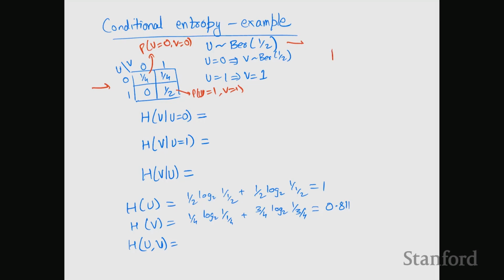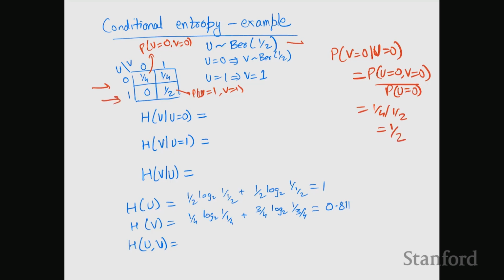So what is the formula we use here? It's like this. The probability that V equals 0 given U equals 0 is simply the probability that U equals 0, comma, V equals 0, divided by the probability that U equals 0, which is 1/4 divided by 1/2, which is 1/2, okay? And if U is known to be 1, then you see V has no uncertainty. V is definitely 1. So if U is 1, then V is 1. Right, so this is simple stuff, okay.